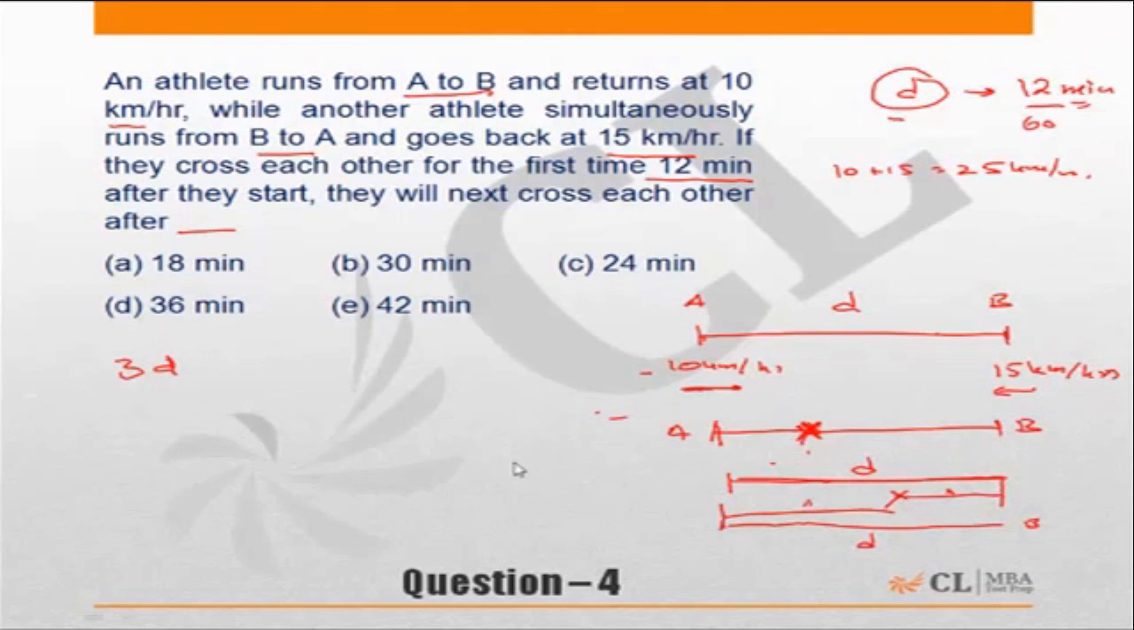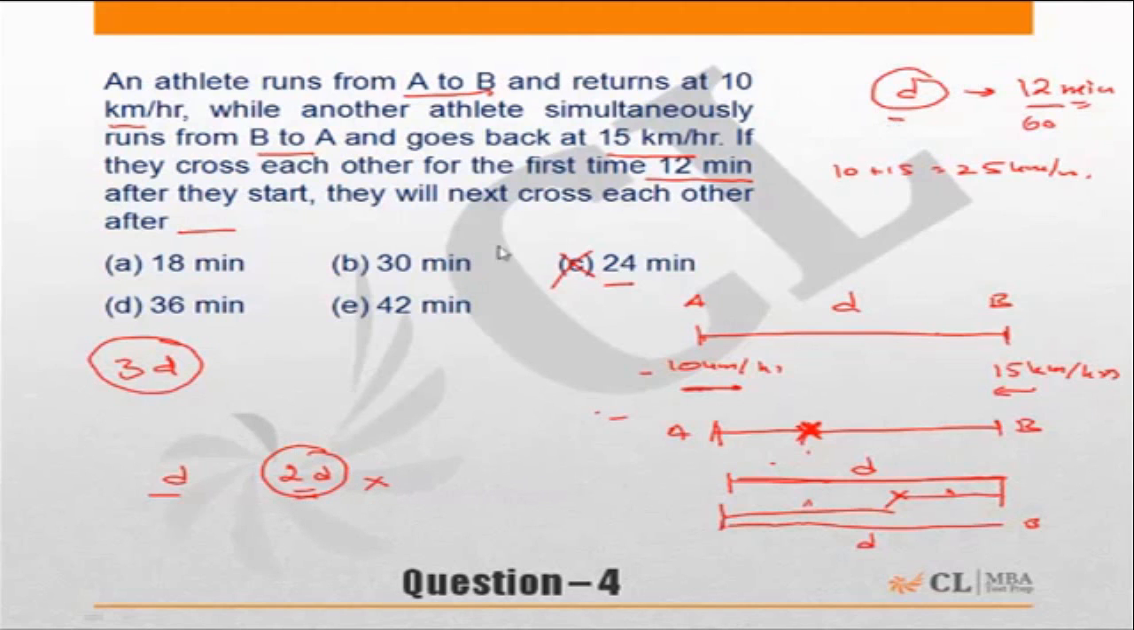A common mistake is that we'll mark the answer as 24, because the first time they have met, they have covered a distance of D. Second time they have met, we will incorrectly assume is 2D. And if for D they are taking 12 minutes, for 2D they are taking 24 minutes, that's an incorrect answer. Please understand, when they are meeting for the second time, the distance covered is 3D, not 2D. 2D is an incorrect thing out here.